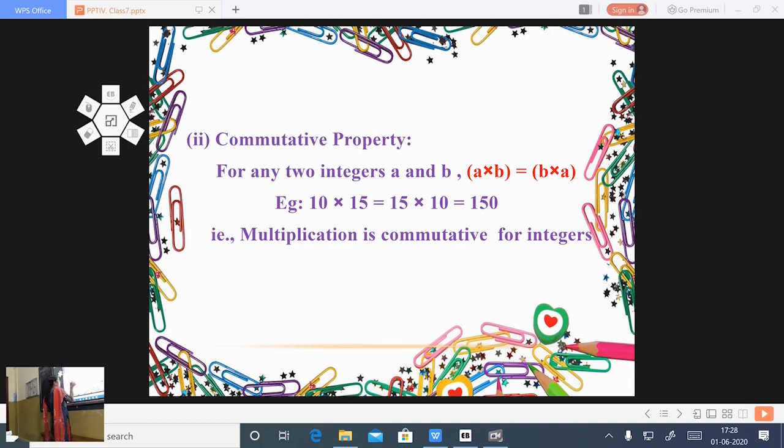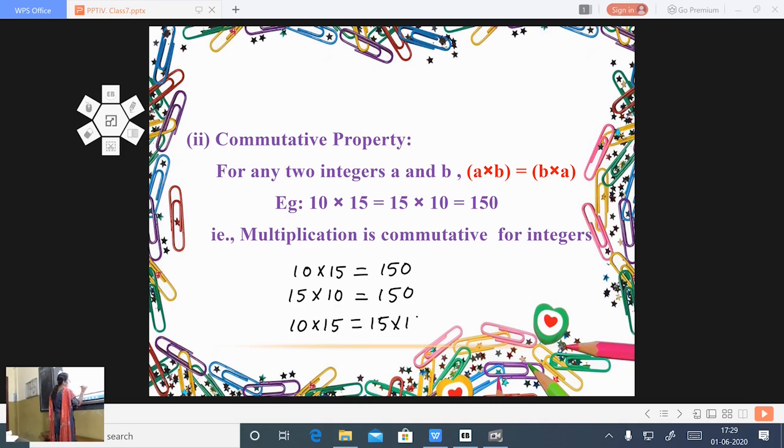So first we can find the product as 10 into 15. Answer is 150. Then change the order and find the answer. That is 15 into 10 is equal to again 150. That is, we can write it as 10 into 15 is equal to 15 into 10. That is, multiplication is commutative for integers.